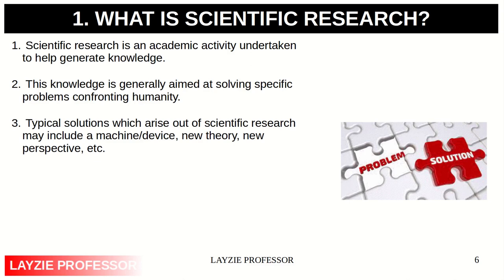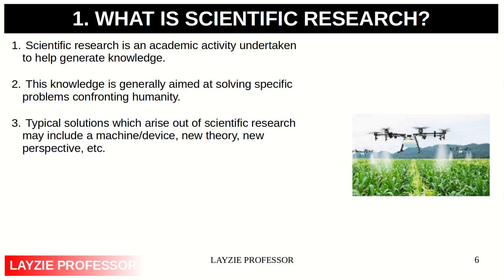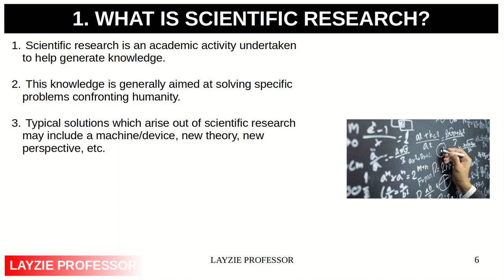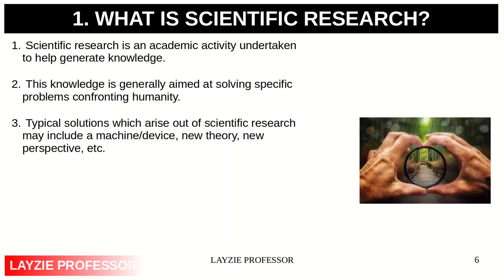And some of the typical solutions which typically arise out of scientific research may include the development of a machine or a device. It can be the development of a new theory or a new knowledge or some new perspective or a new way of doing things more efficiently. These are some of the solutions that can actually come out of typical scientific research.